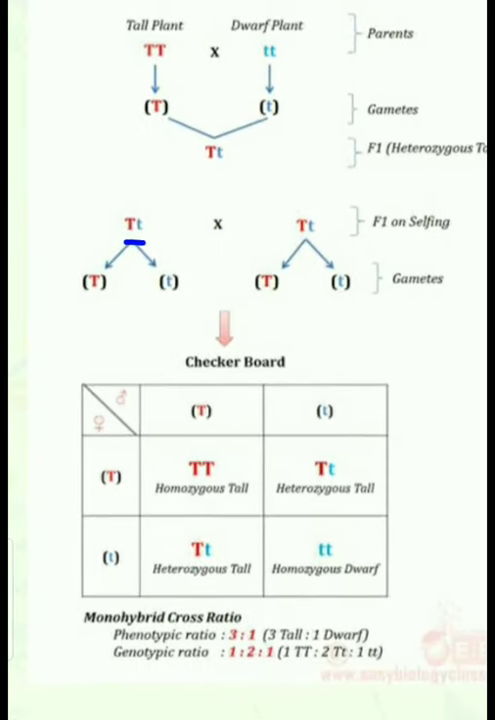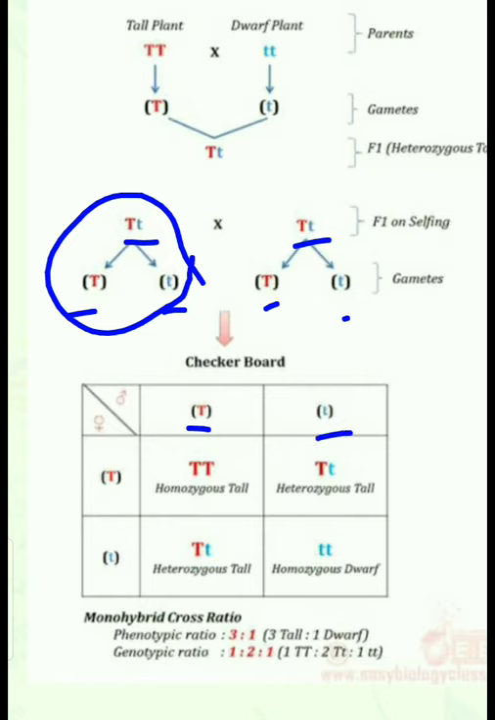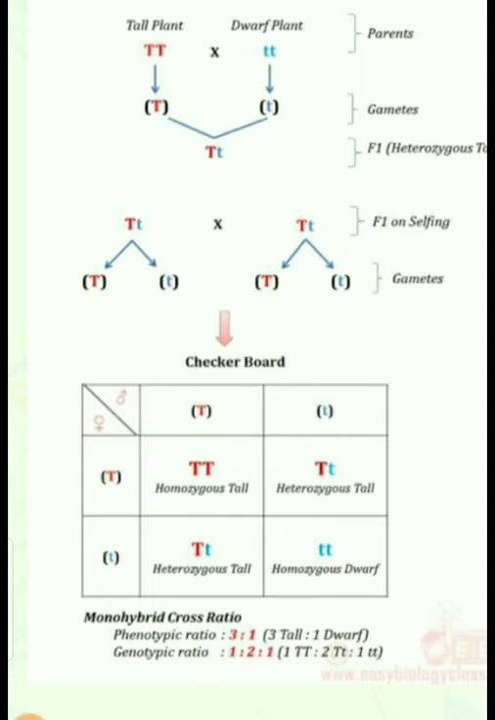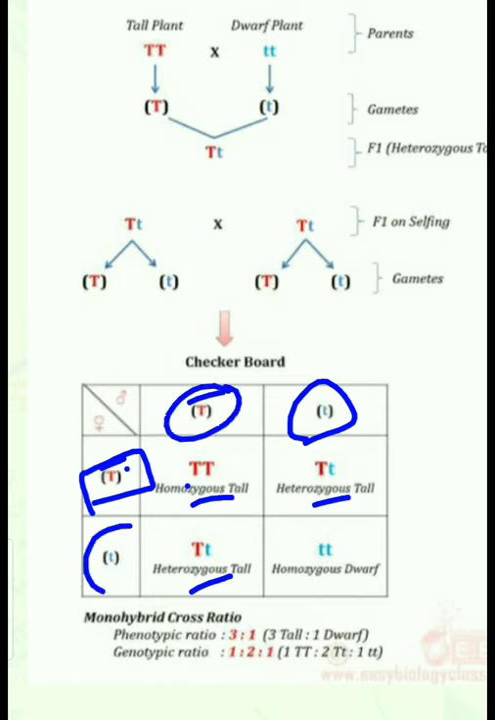For example, capital T small t and capital T small t, these both are the parents. Now there are two types of gametes, capital T and small t from each. Now how will we do the cross? The two gametes from the male parent should be written right here, capital T small t, and the gametes from the female should be written here, capital T and small t. Now we will do the cross. Here we will write capital T and capital T, the cross between this one and this one. Here the cross between capital T and small t, and here capital T and small t from here, and here small t and small t.